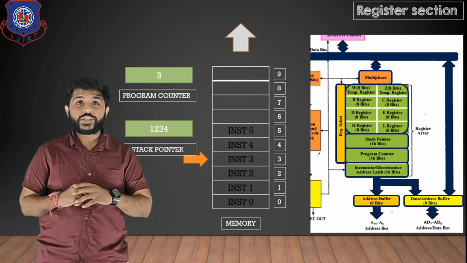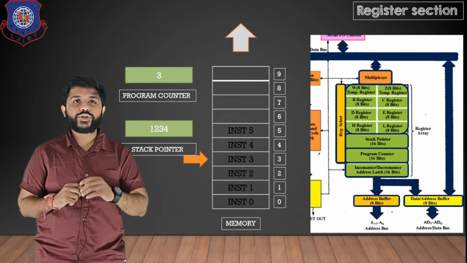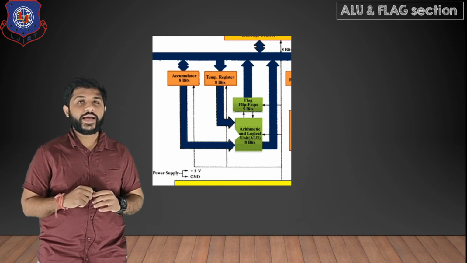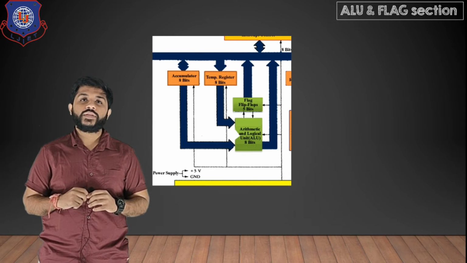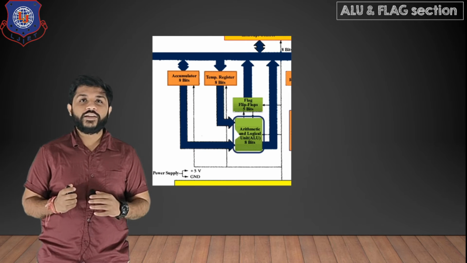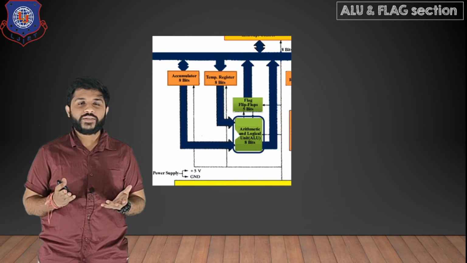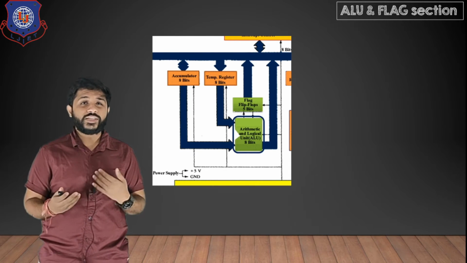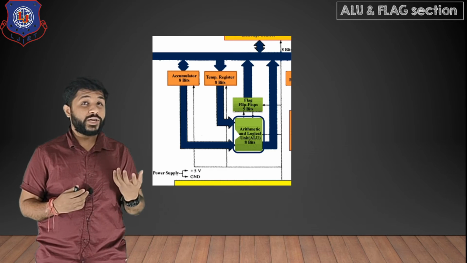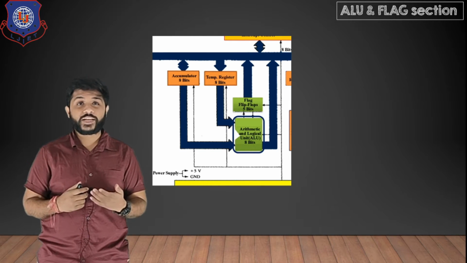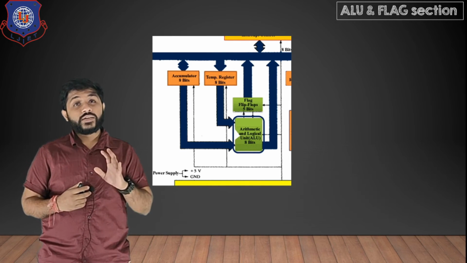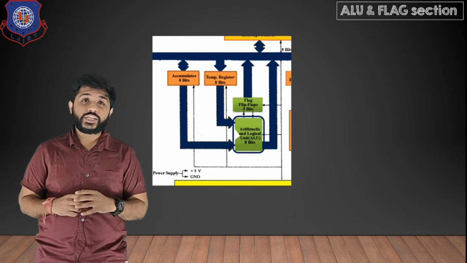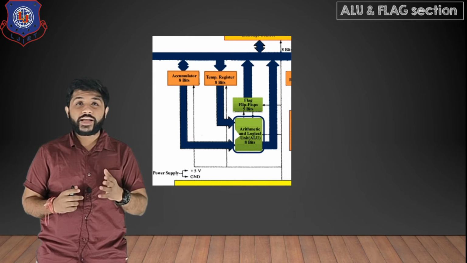This is it for the register section. Now we are going to see the next section, that is the ALU and the flag section. You can see that there is an ALU. Now what is the function of the ALU? ALU means the arithmetic and logical unit. You all know that using the ALU, the processor can perform arithmetic operations such as addition, subtraction, multiplication, division. Using the same ALU, it can perform some logical operations too, such as AND, OR, XOR, etc.